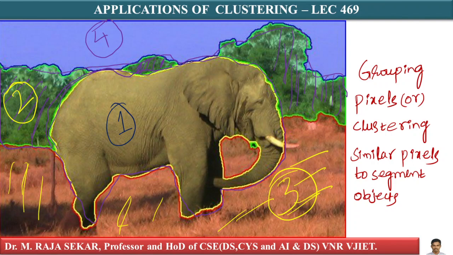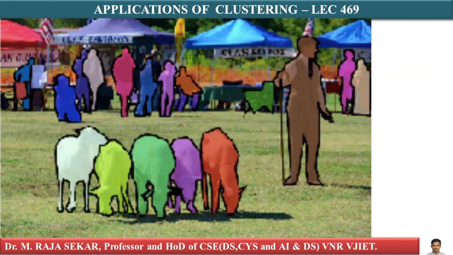You can see the elephant here, you can see the grass here, you can see the trees, and you can see the sky. If you cluster the image into parts. Let's take another image here.